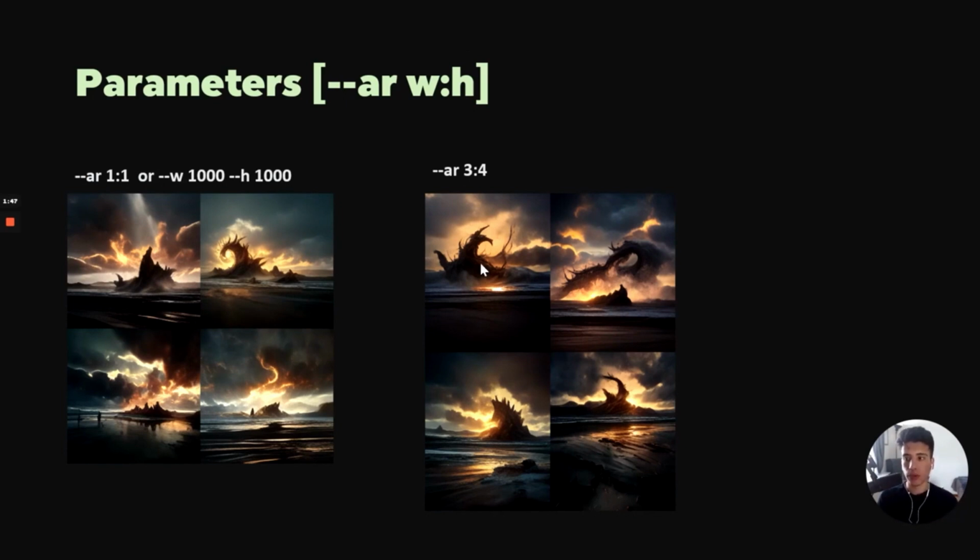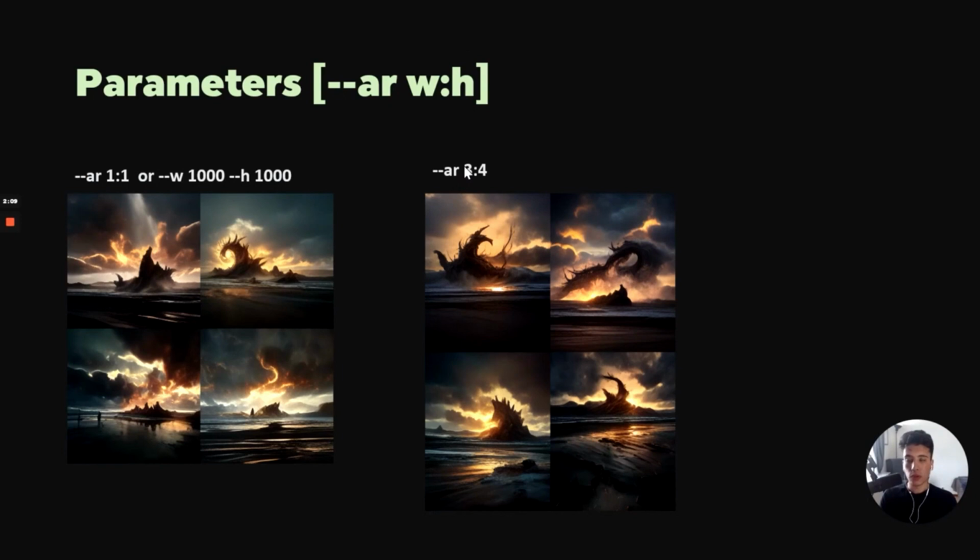So, for example, a 1-to-1 ratio, as we have put here, gives you a square. Same thing if you would put, for example, dash dash W, which stands for width, and then 1000, and then dash dash H, for height, and then 1000. It's also a 1-to-1 ratio, so it will also create a square.